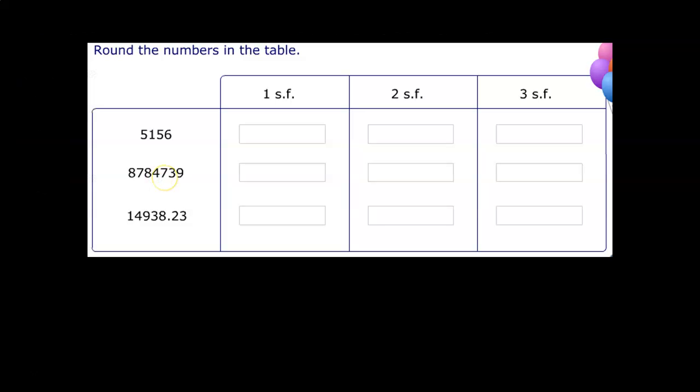So I'd like you to pause the video while you have a go at rounding these numbers here to 1, 2, and 3 significant figures. You don't need to copy the whole table out, just have a go at writing the numbers down. Okay, and you should have got the following.